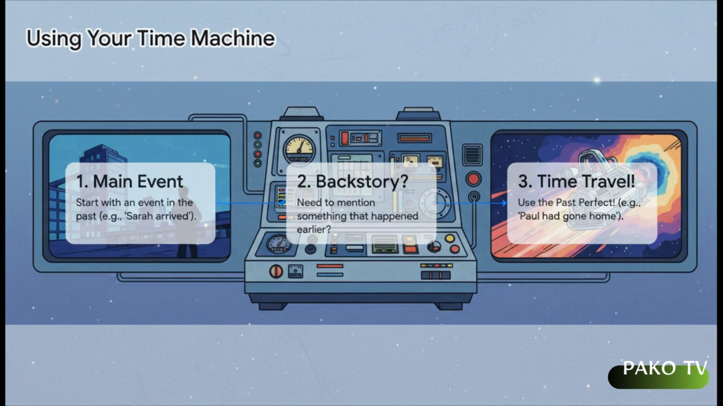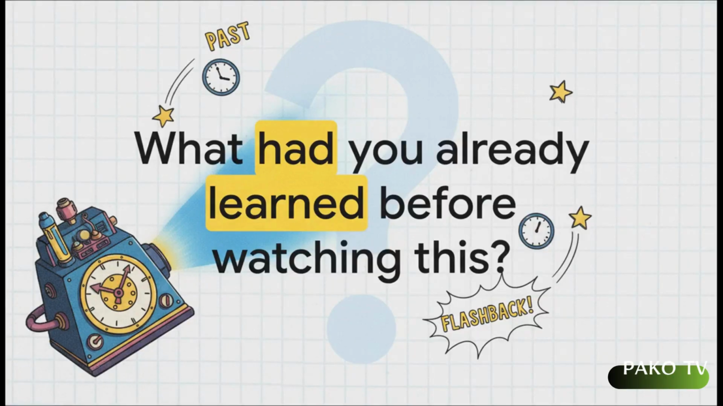And using it is as easy as 1, 2, 3. Seriously. First, you start your story in the past. Second, you ask yourself, wait, do I need to give a little backstory here? And if the answer is yes, then step 3, you fire up that grammar time machine and use the past perfect.